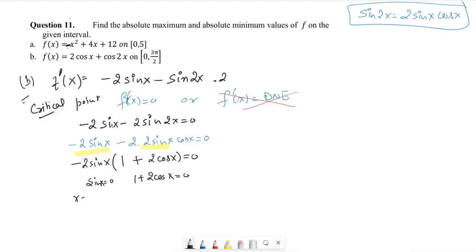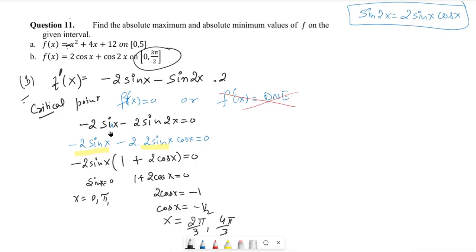Sine x is 0 when x is 0 or pi or 2 pi. We don't need to do 2 pi because interval is given only from 0 to 3 pi by 2. This is 0 if 2 cosine x is equal to negative 1, cosine x is equal to negative half. When is cosine negative half? When it's in the second quadrant or the third quadrant. So x will be equal to 2 pi by 3 or 4 pi by 3. So both 0 and pi are in the interval and 2 pi by 3 and 4 pi by 3 in the interval. So now what's the next step?